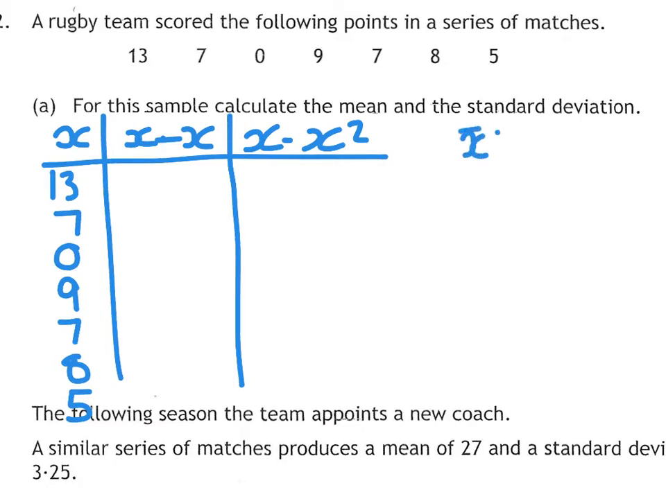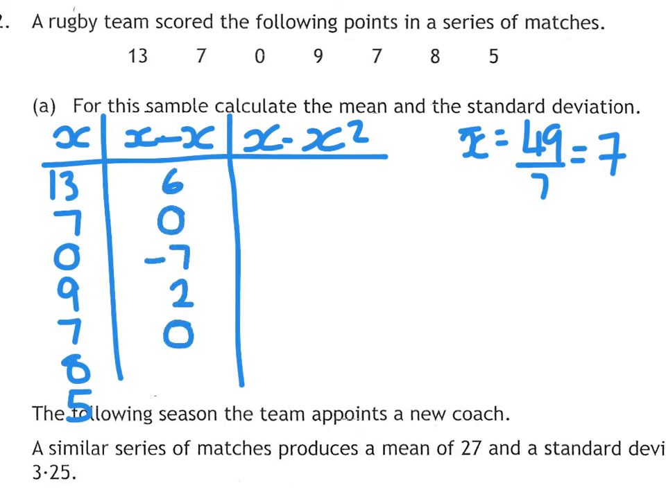Right, so my mean is, when I add up all these numbers, I get 49. And I had 7 numbers, so 49 over 7 is 7. So my mean is 7. The middle column is each of my numbers on the left take away 7. So that is 6, 0, minus 7, 2, 0, 1, and minus 2. And then square each of those numbers. So remember, they always turn positive. Common mistake is saying minus 1 times minus 1 is minus 1. Right, and then I do that.